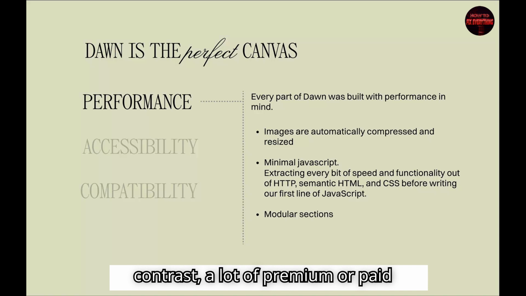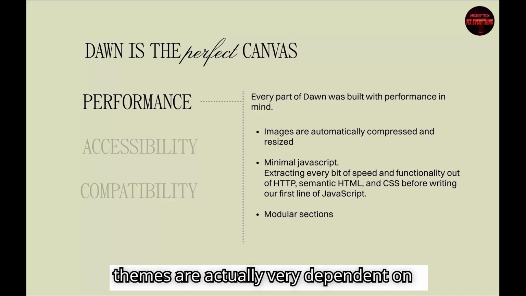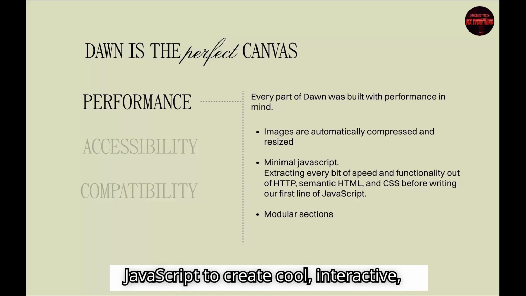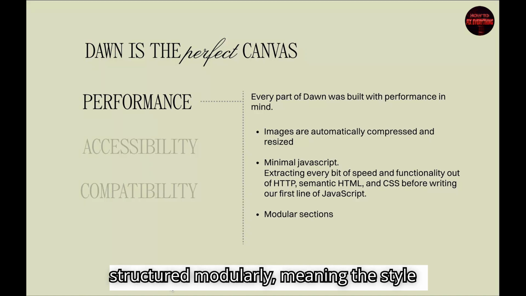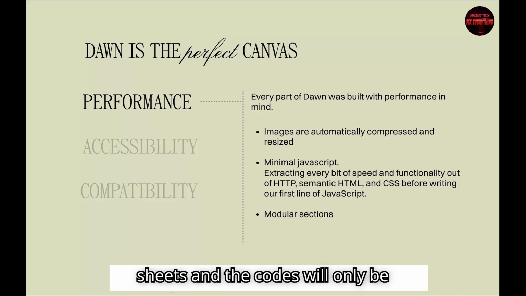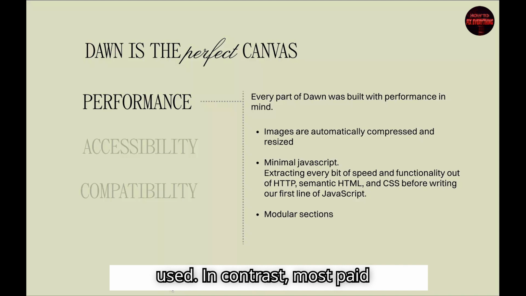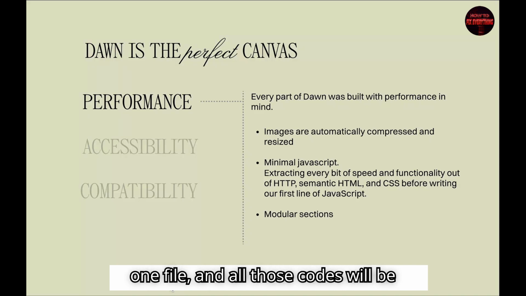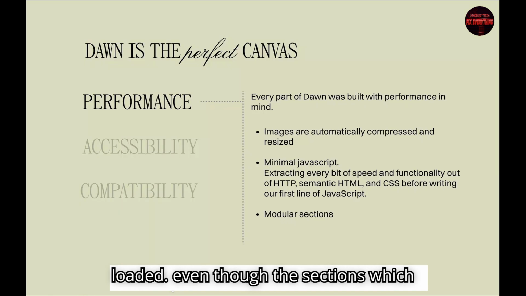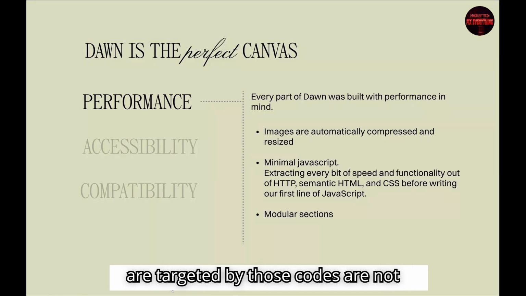In contrast, a lot of premium or paid themes are actually very dependent on JavaScript to create cool, interactive, and scroll-based features. Another performance-driven characteristic of Dawn theme is the way the codes are structured. Each section is structured modularly, meaning the style sheets and the codes will only be loaded when that particular section is used. In contrast, most paid themes will actually have all their JavaScript and all their CSS in one file, and all those codes will be loaded, even though the sections which are targeted by those codes are not used.